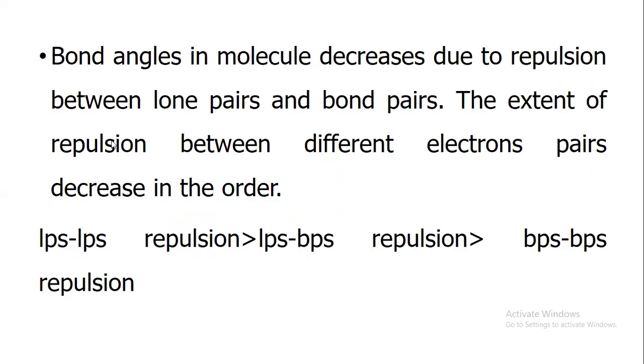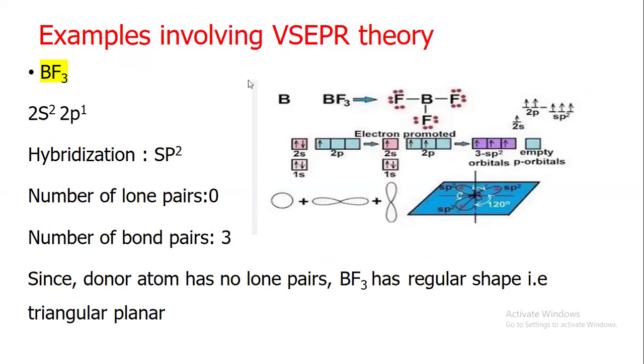The extent of repulsion between the different electron pairs decreases in the order: lone pair-lone pair repulsion, lone pair-bond pair repulsion, and bond pair-bond pair repulsion. Example involving the valence shell electron pair repulsion theory: boron trifluoride, the sp2 type, has lone pairs 0 and number of bond pairs 3, so it has the regular shape.